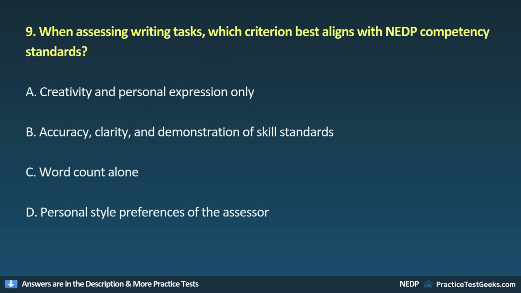9. When assessing writing tasks, which criterion best aligns with NEDP competency standards? A. Creativity and personal expression only. B. Accuracy, clarity, and demonstration of skill standards. C. Word count alone. D. Personal style preferences of the assessor.